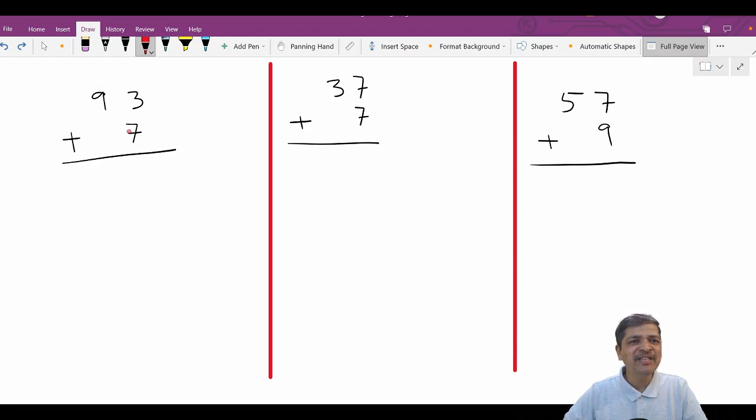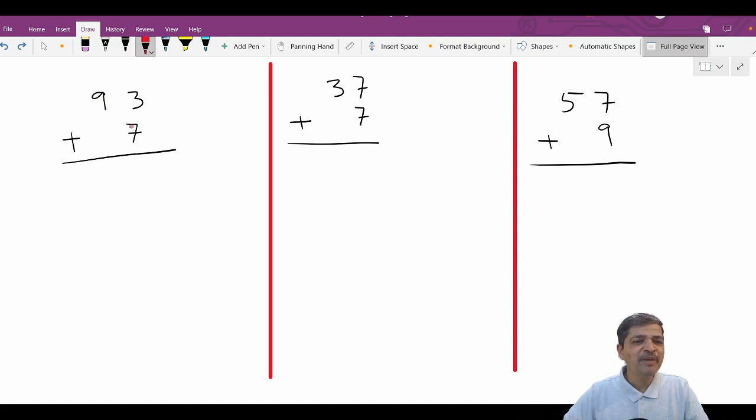See, 93 plus 7. It is a very simple problem for you, but if you are teaching your kid or a student who is just in 4th or 5th standard, then you have to explain it very patiently and in a detailed way. Therefore, I am taking this class especially for the students who are in the 5th or 6th standard, and also for the parents who want to help their kids in their maths problems.